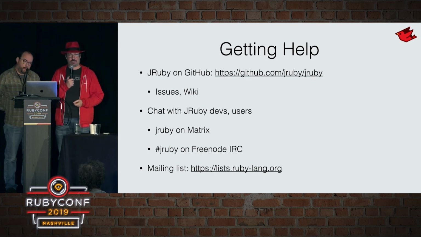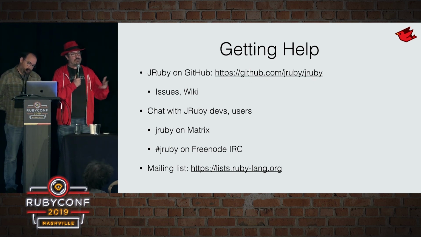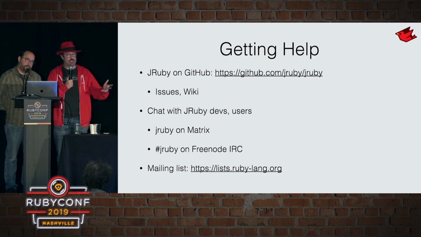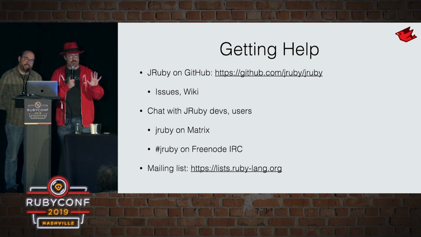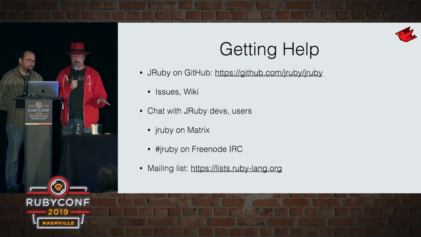We have a Matrix channel. We're using Matrix now. Sort of like a Slack sort of thing, but it's open source. It's actual free open source out there. We can run our own instance if we want. This is the place to go. So JRuby on Matrix to find us.